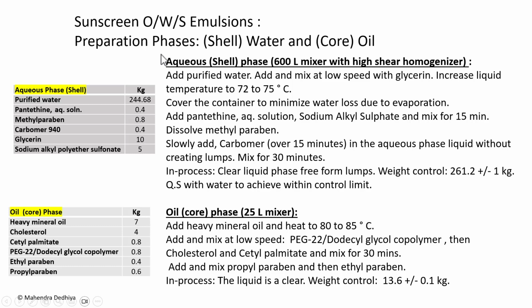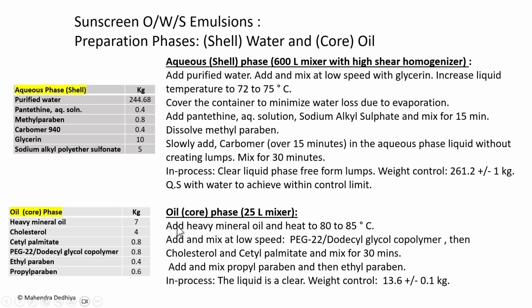In parallel, we can prepare aqueous phase and the oil phase. Aqueous phase is in a 600-liter mixer with high shear homogenizer. We add purified water, increase temperature to 70 to 75, cover the container to minimize water loss, add ingredients, dissolve methylparaben, add carbomer slowly over 15 minutes without creating lumps. In process, check should be clear liquid, free of lumps, and a weight control. QS with water to achieve weight control within limits.